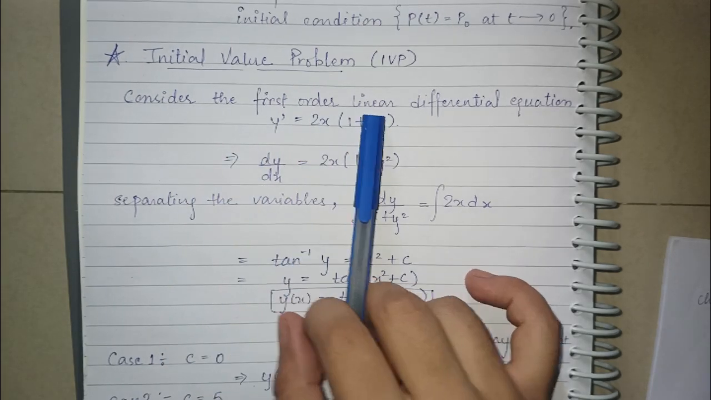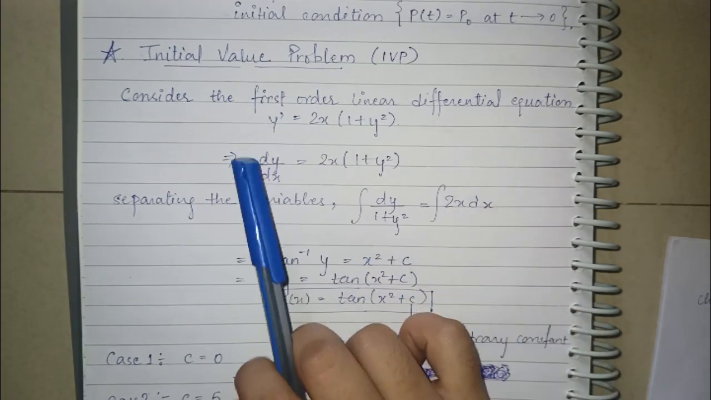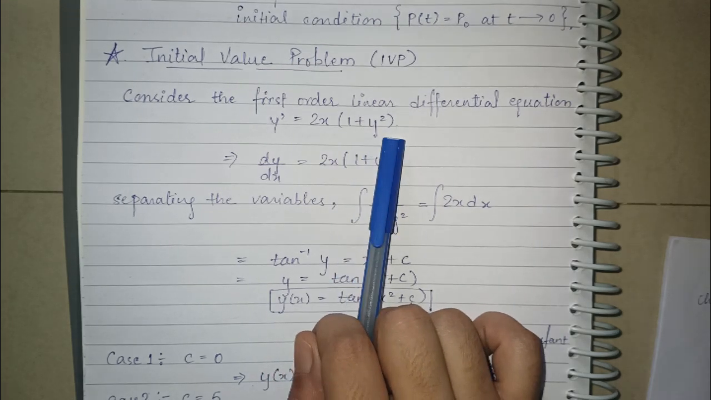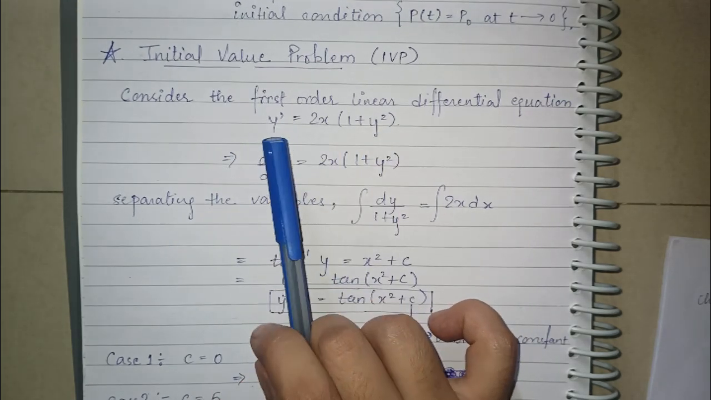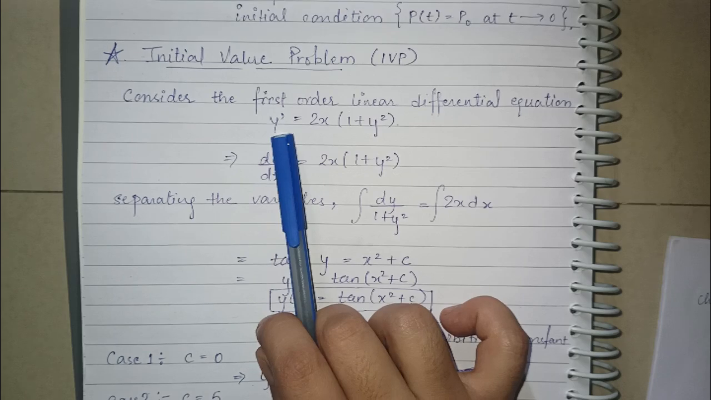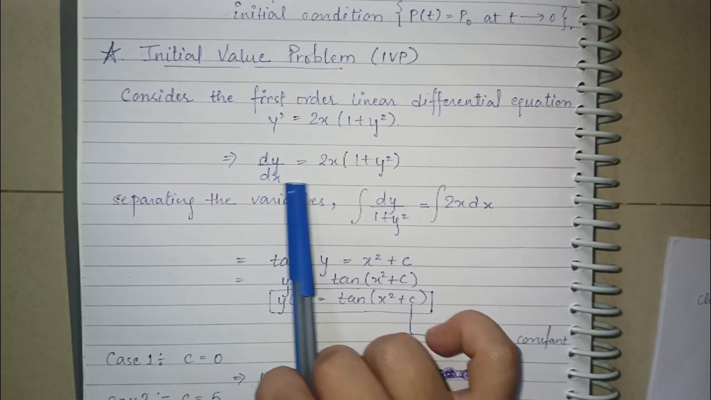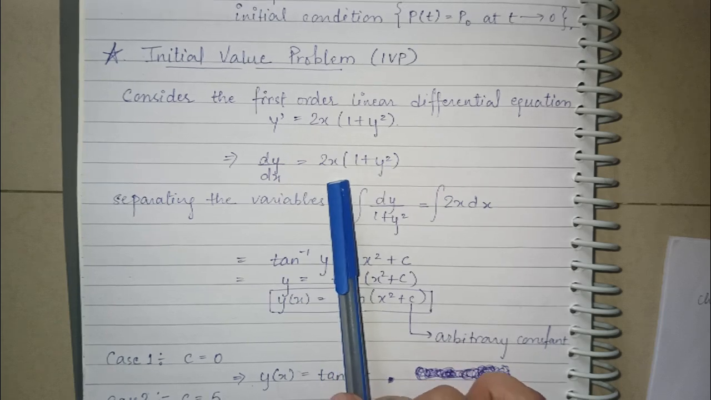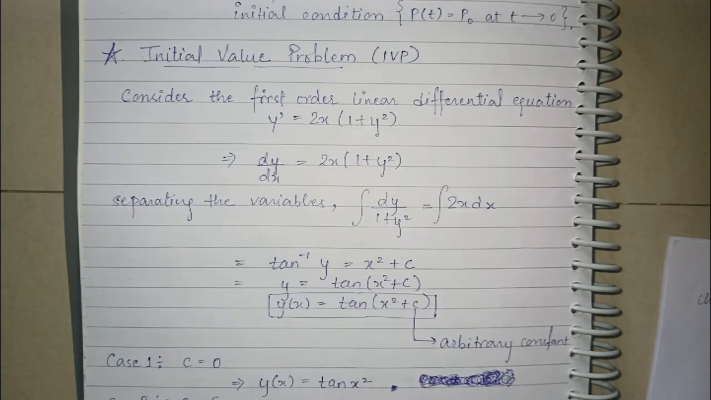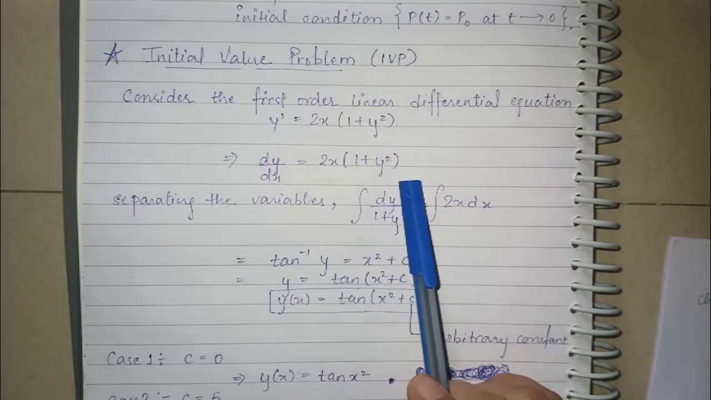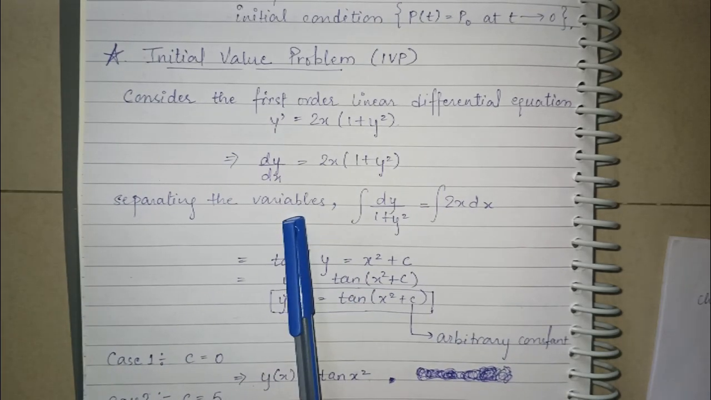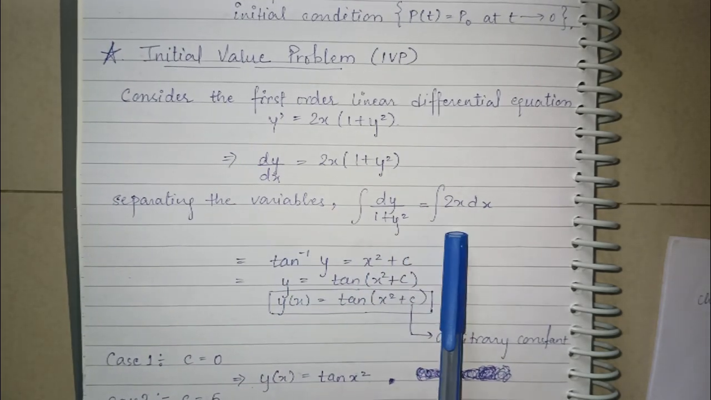considering a first order differential equation, y prime equals 2x(1 + y^2). y prime means the derivative of y with respect to the independent variable, which is x here. So it becomes dy/dx = 2x(1 + y^2). Now we have this differential equation. We can solve this. We first separate the variables and then we integrate both sides.